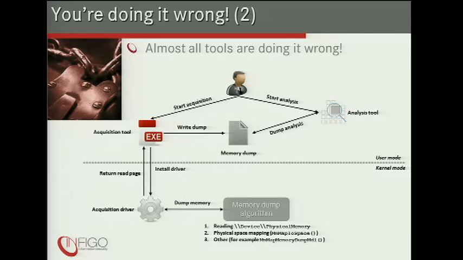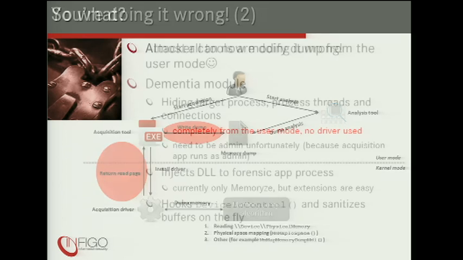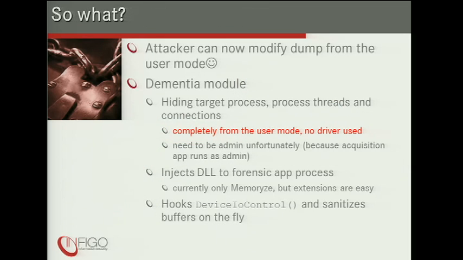So the tools are simply doing it wrong. They are mapping the physical memory and returning the pages back to user mode, and the user mode itself is writing the dump file, which is a very bad thing. I have written a dimension model that can hide the processes, threads, and connections completely from the user mode.